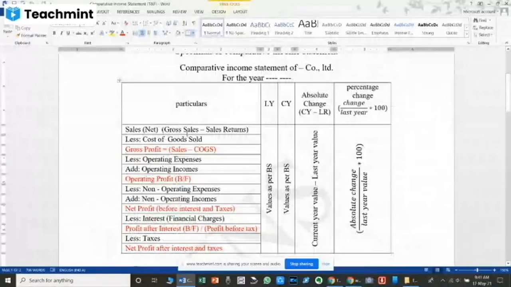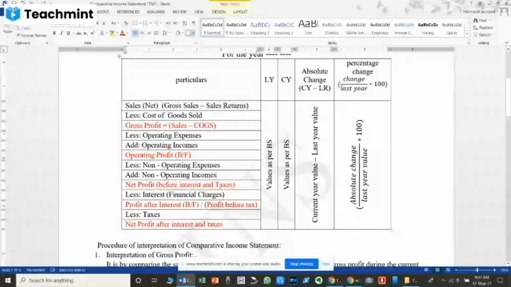Okay, what is the procedure here? Net sales minus cost of goods sold is equal to gross profit. Gross profit minus operating expenses plus operating incomes is equal to operating profit. Operating profit minus non-operating expenses plus non-operating incomes is equal to net profit before interest and taxes. From this one, we have to deduct the interest. After deduction of interest, from the remaining balance of net profit, we have to deduct the taxes. So this is the practical presentation of the comparative income statement and also the common size income statement.